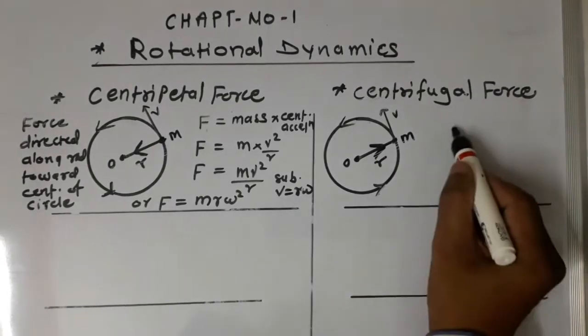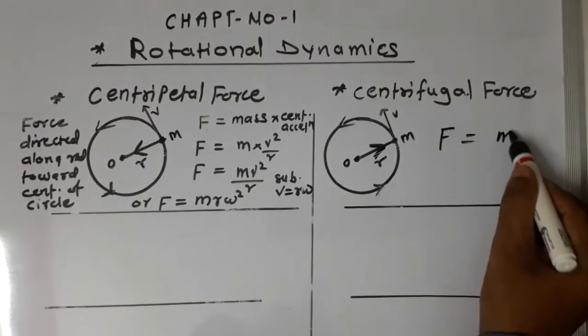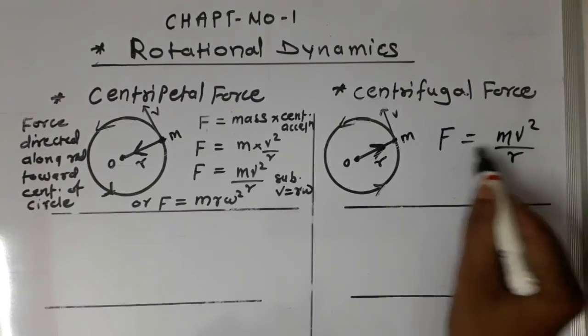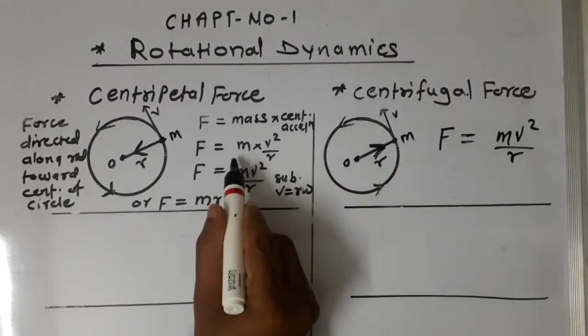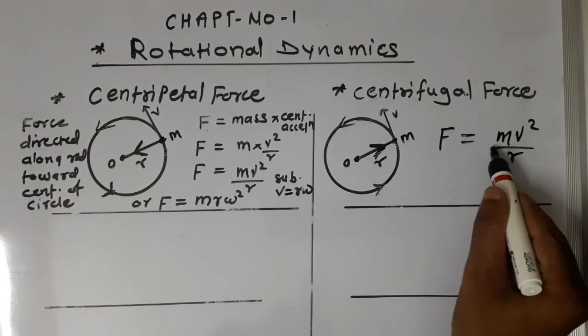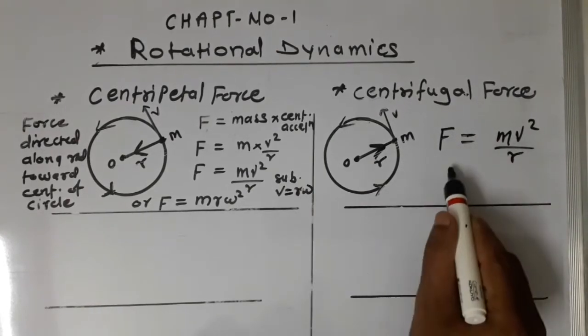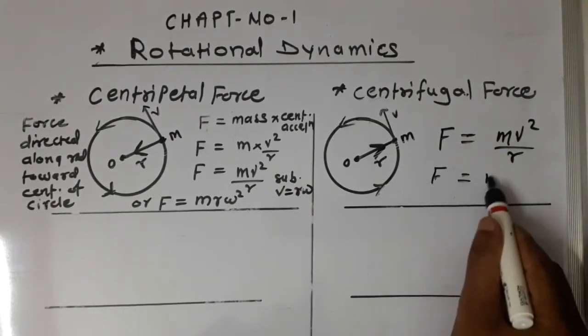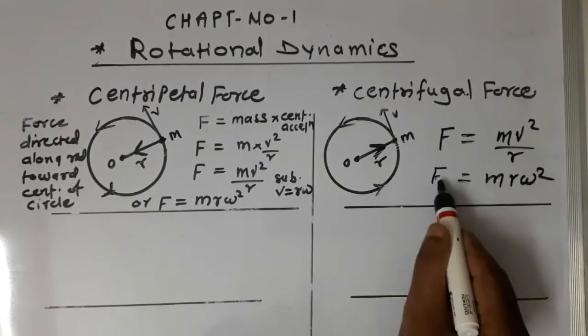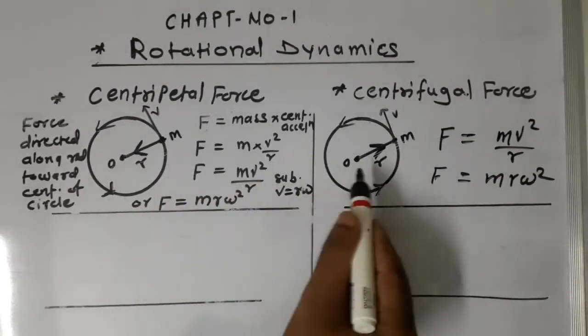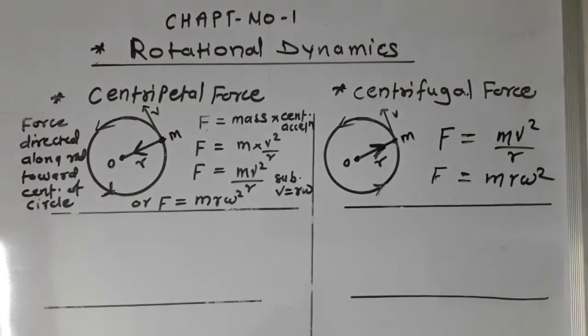Then this formula is the same, that F is equal to mv square upon r. You can write it simply in magnitude form. In vector form, one is plus and the other is minus, but in magnitude form F is equal to mv square upon r, or F is equal to m r omega square. Only the direction is opposite in centripetal and centrifugal.